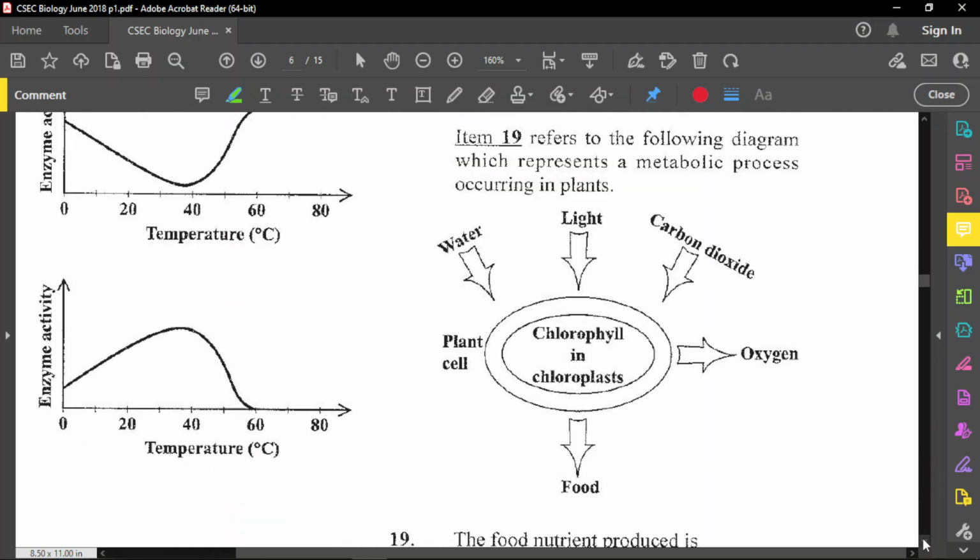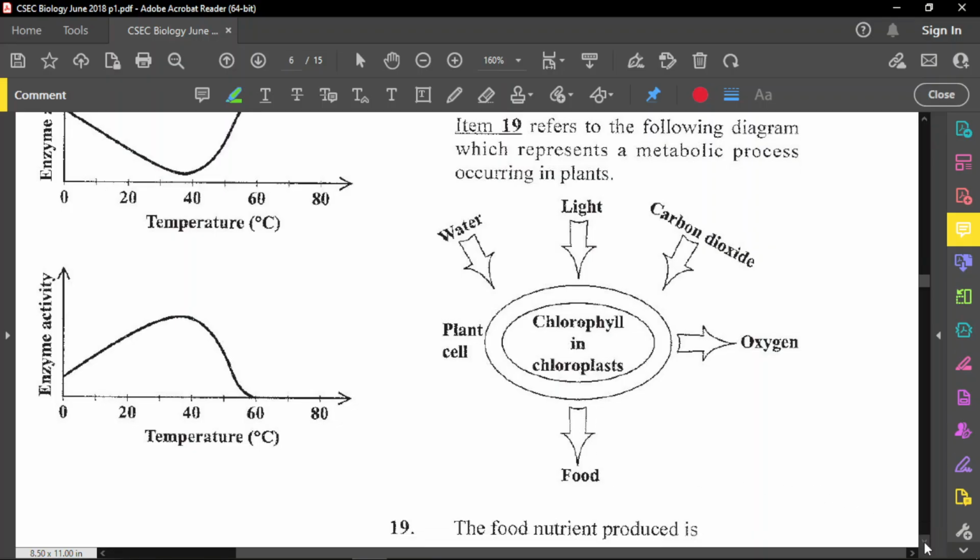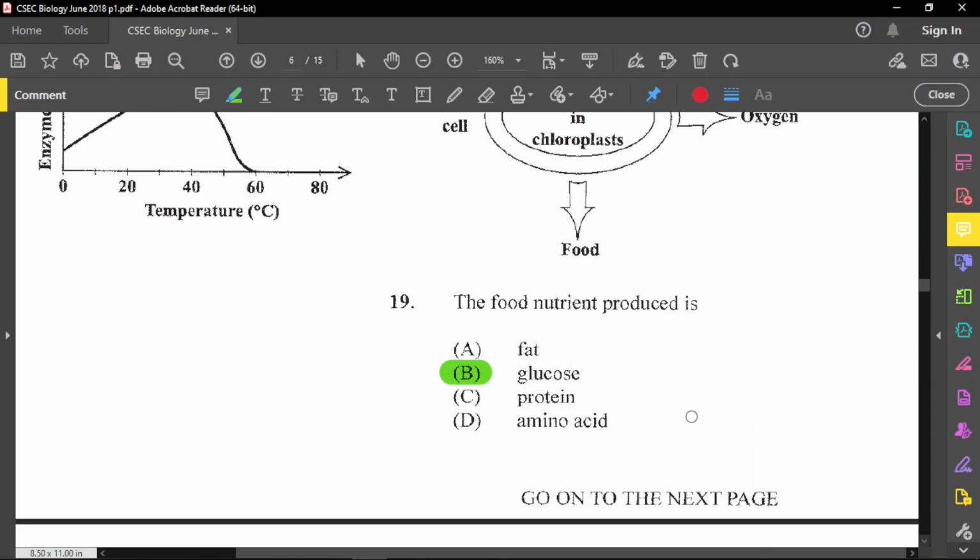For question number 19, it's in reference to the following diagram, which represents a metabolic process occurring in plants. And just to make a note and point this out, you have the light going in, water going in, carbon dioxide going in, and then coming out, you have a plant food, which would be glucose. And so definitely this is the photosynthesis process taking place. And so the food nutrient that is produced right here is glucose. All right.